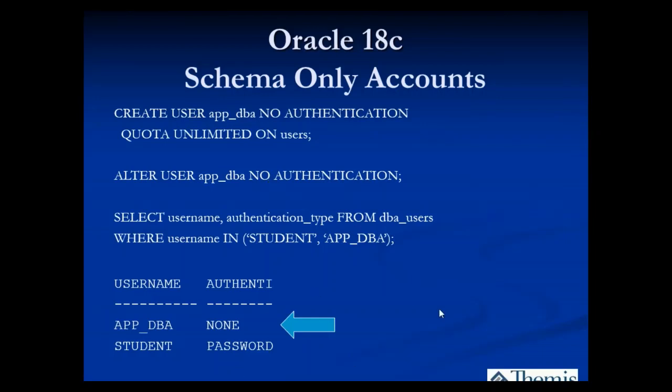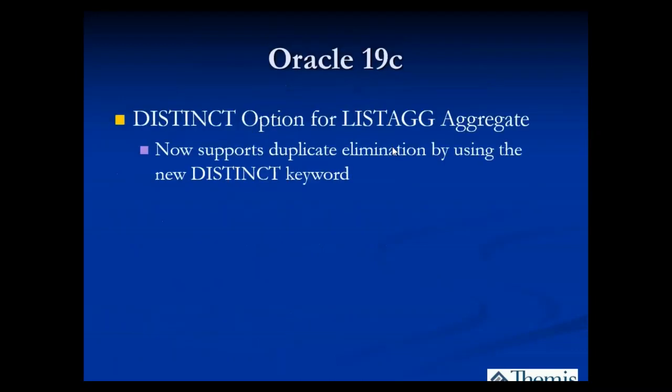And if we want to see if we have any accounts that are that way, we can query the data dictionary view DBA users, and you can see it down here at the result. App DBA authentication type is none. So that means we can't log in as that user. Okay, some good examples there.